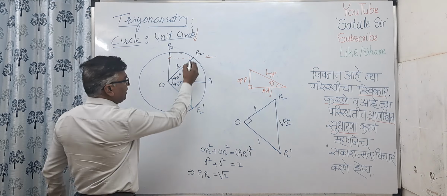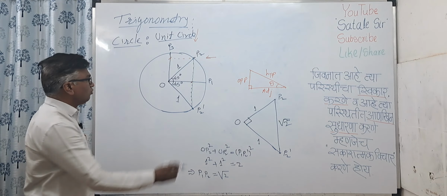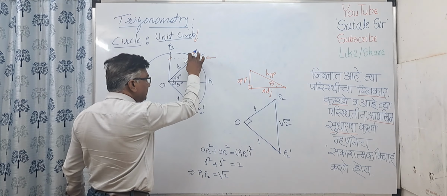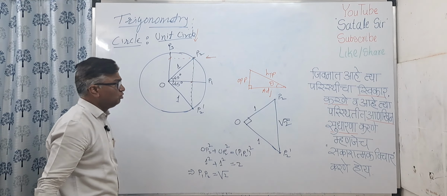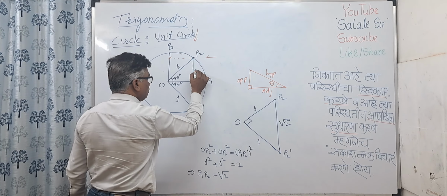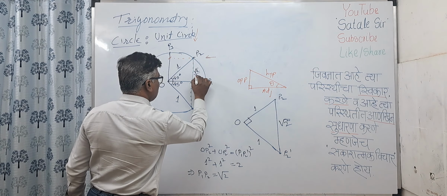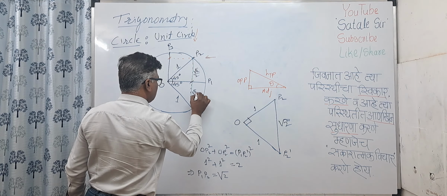So this length from here to here, how much is it? It is root 2. Now this OP1 is bisecting this side P1 P2 dash. So obviously from here to here, it will be half of root 2. That means it will be root 2 by 2, and this will also be root 2 by 2.